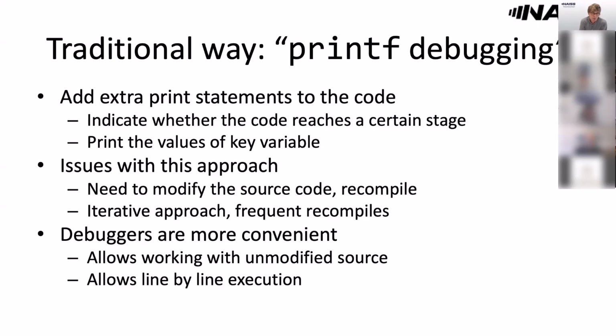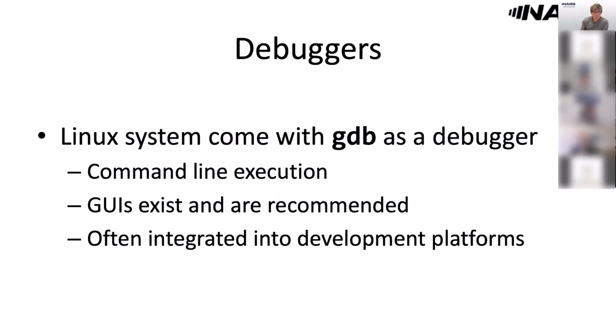Debuggers are more convenient here. They allow working with unmodified source code. You typically step through the code, executing line by line, or run a small section until you get to the troubled part. And then you can just look at what changes if you run through the code line by line. You can look at variables and explore an area where there's a problem in a more reactive way.